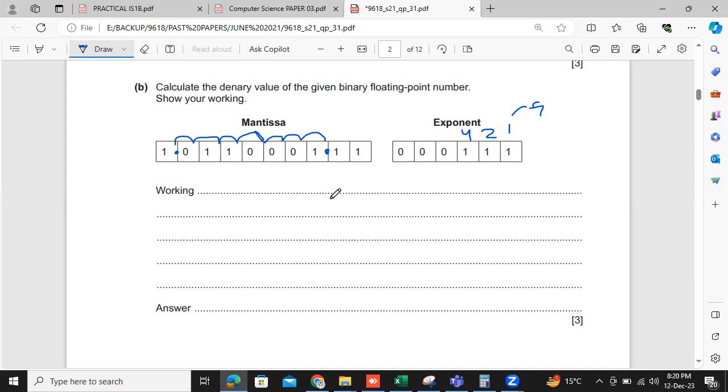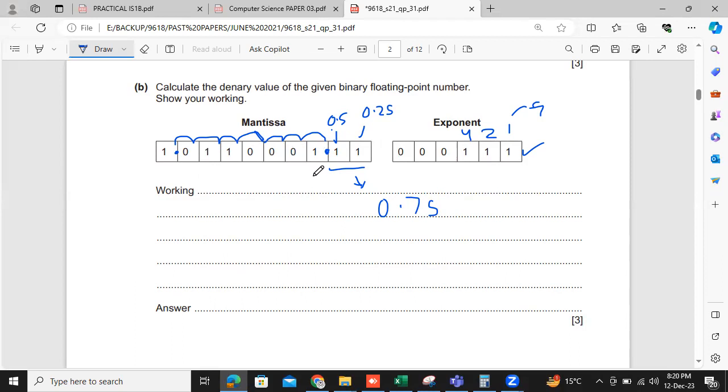So what do I have over here? My exponent will help me shift my point from left to right. So this is now my exponent, and that is my mantissa. Technically, what we have is 0.5 plus 0.25. So this is 0.5, and this is 0.25, which is 0.75. Now let's have a look at what this other value is.